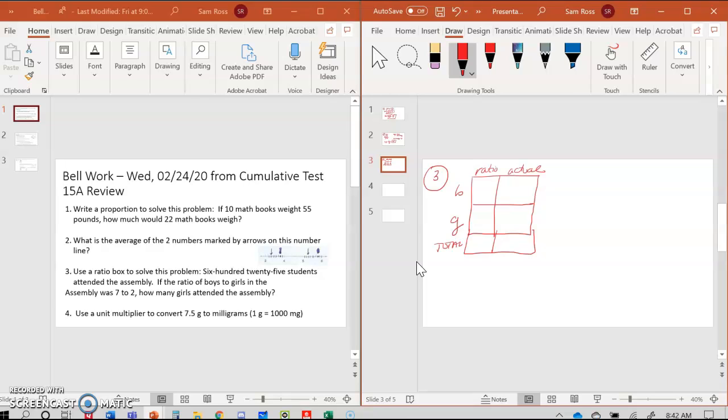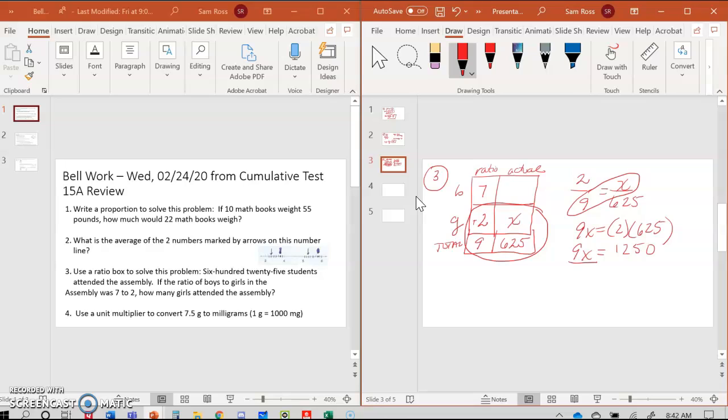So if 625 students attended the assembly, that's an actual number. And the ratio of boys to girls was 7:2. So I'm going to add those and get 9. How many girls? So this is what I'm working with right here. This is going to end up being my proportion. So I have 2 over 9 is equal to x over 625. I'm going to cross multiply. 9x is equal to 2 times 625. Okay, let's put in the numbers right. 2 times 625 is 1250.